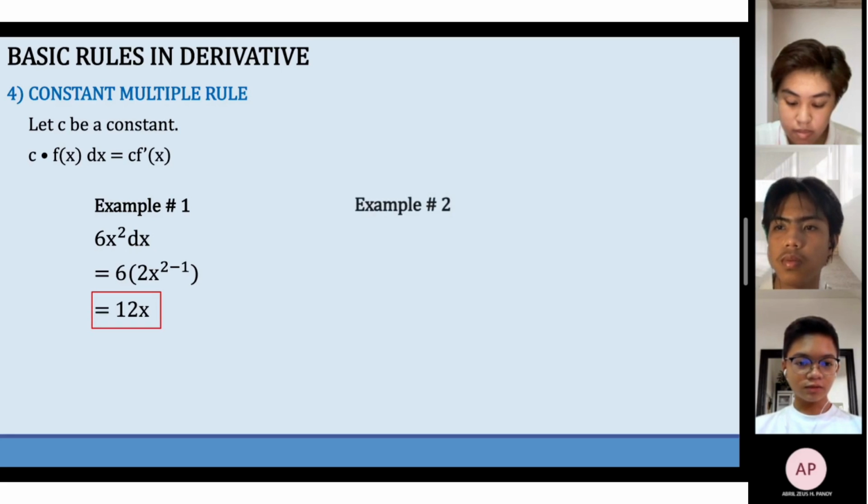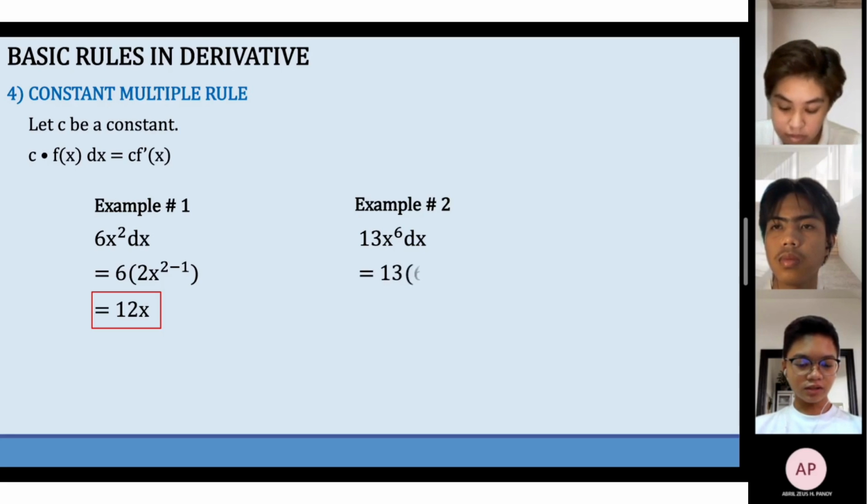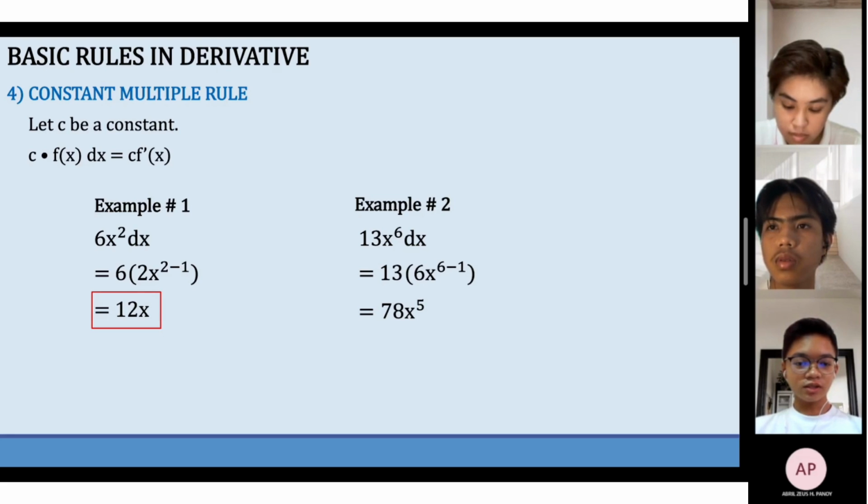Another example, the derivative of 13x raised to 6. 13 times, again, apply the power rule to get 6x raised to 6 minus 1. So 13 times 6x raised to 6 minus 1 is equal to 78x raised to 5. That's the answer.